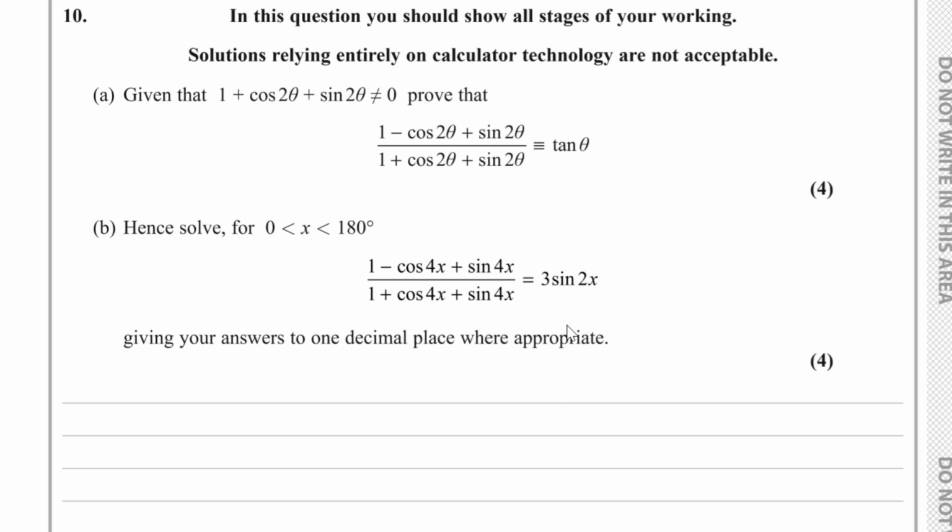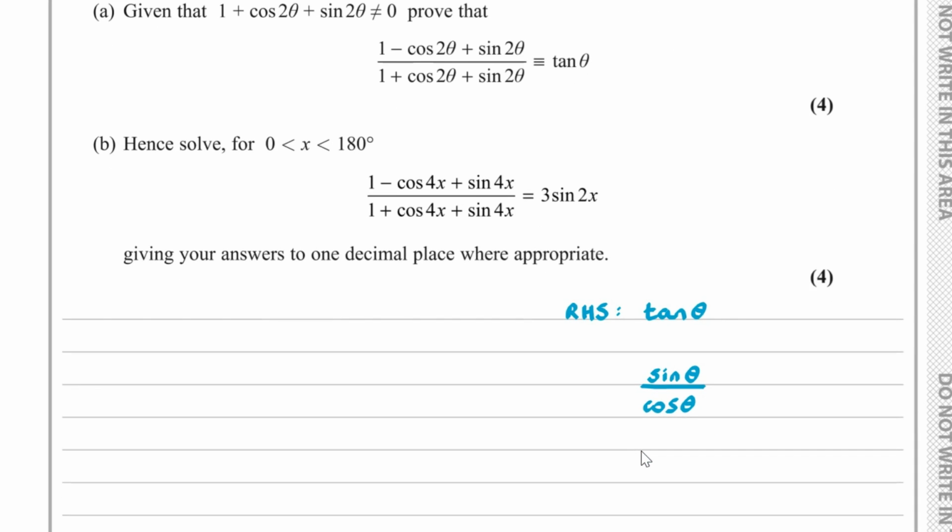Well, if we focus on the right hand side, so far we've got tan theta, and we know that tan theta is the same as sin theta over cos theta. And how does that help us? Well, let's take a look at what we have on the left hand side.